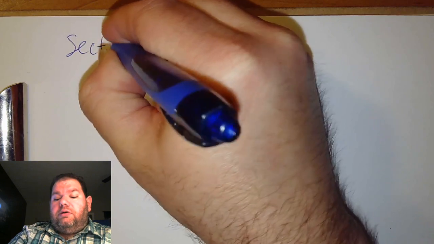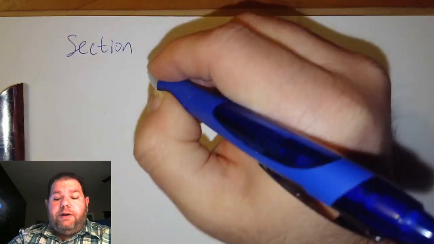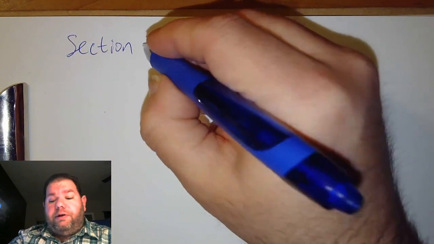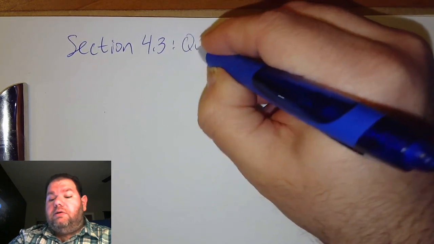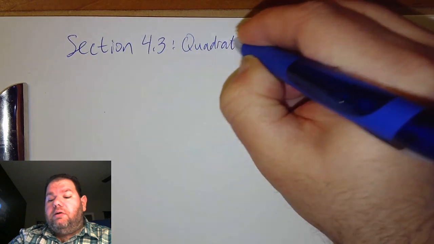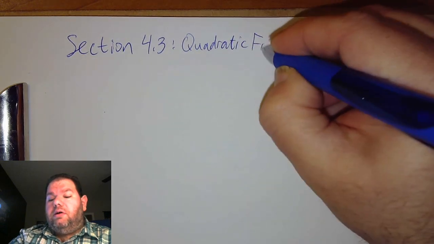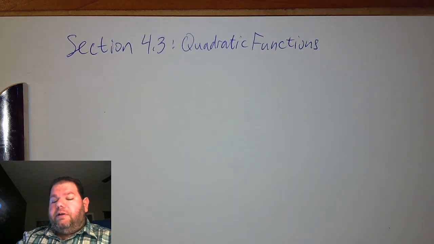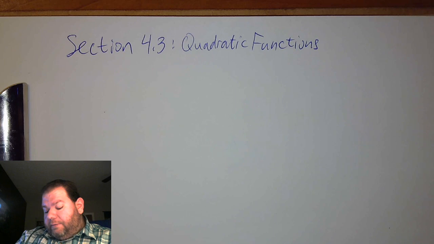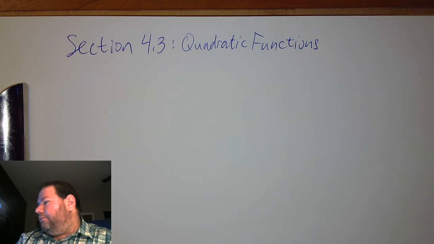So section 4.3. In chapter 4, we're really only covering two sections: 4.3 and 4.4. We're still on quadratic functions, but this is kind of the last go at it before we move on to polynomials and rational functions.